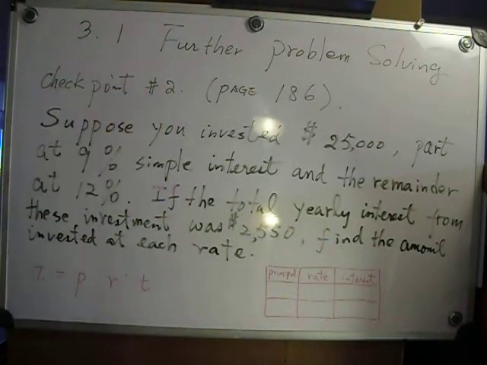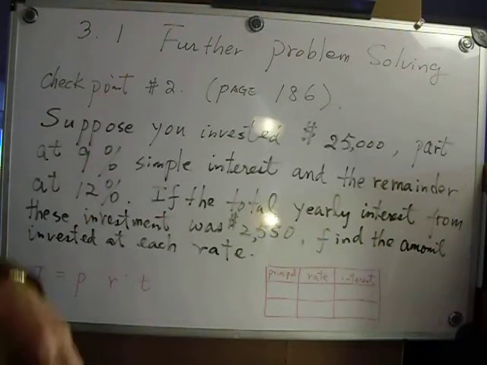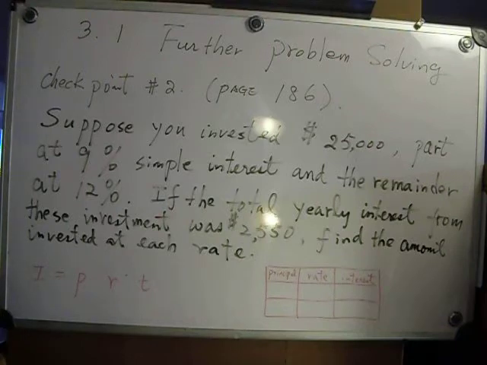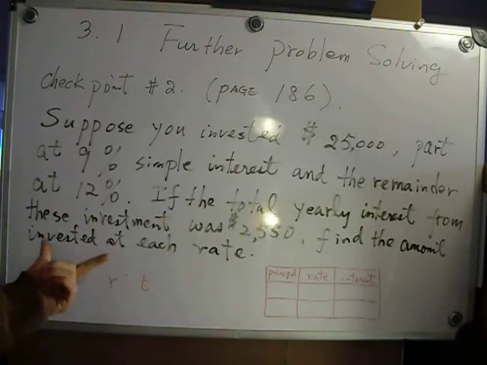Okay, now we are in a new chapter, 3.1, first section. These are about further problem solving. These are word problems. You're going to have lots of word problems on the following exam and the final exam. So the first type of problem is simple interest rate. It's not compound. Simple interest rate.